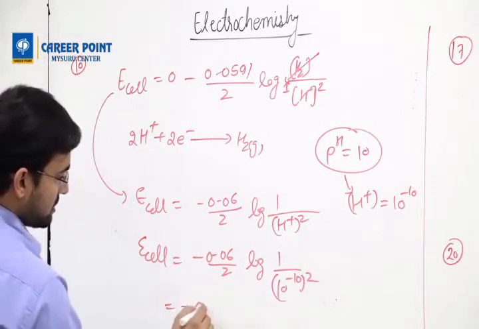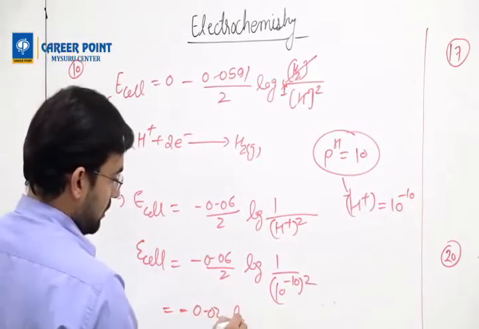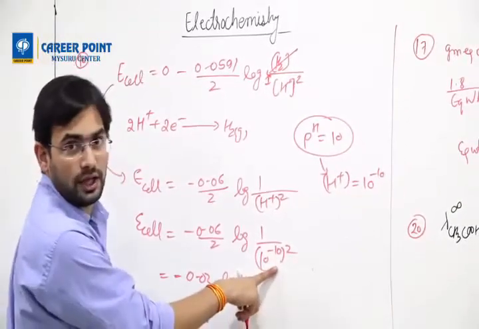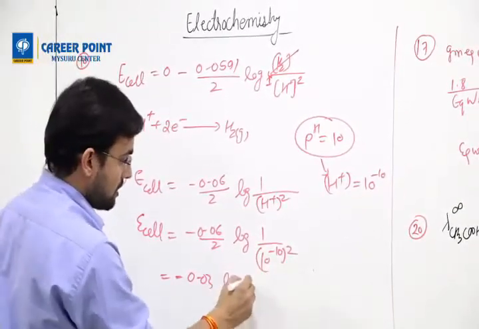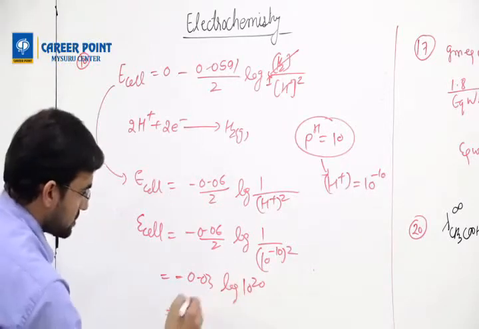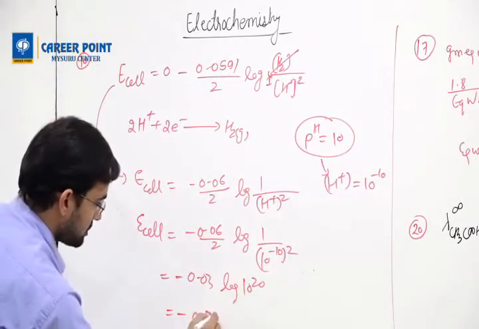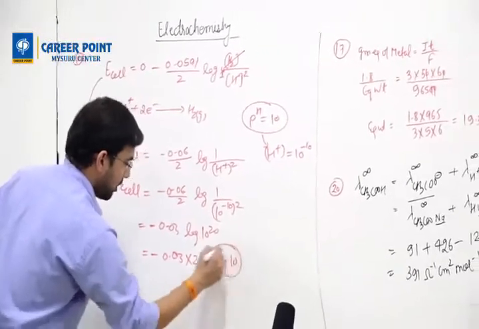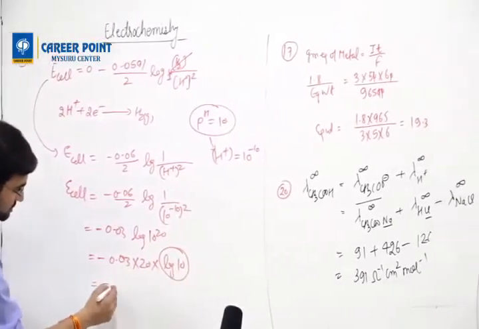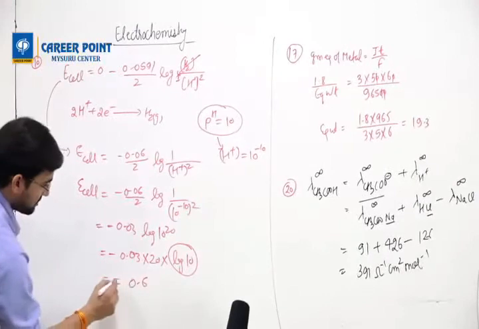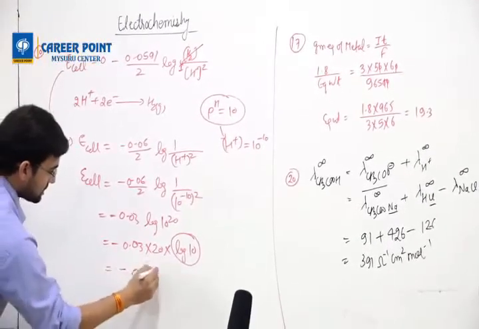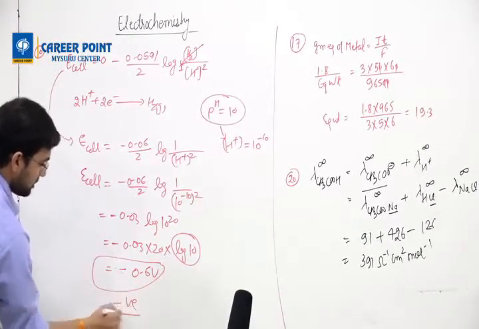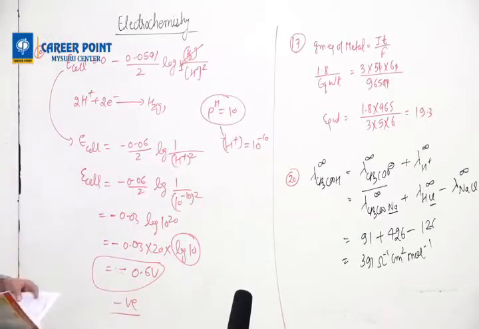E cell is minus 0.06 by 2 log of 1 by 10 power minus 10 whole square. This cancels, minus 0.03 log. This is 10 power minus 20, which goes up to 10 power 20, positive power. So I can bring the power outside: 0.03 into 20 into log 10. Log 10 is 1. So we get 0.6 with a minus sign, so it is a negative value. That is question number 10.